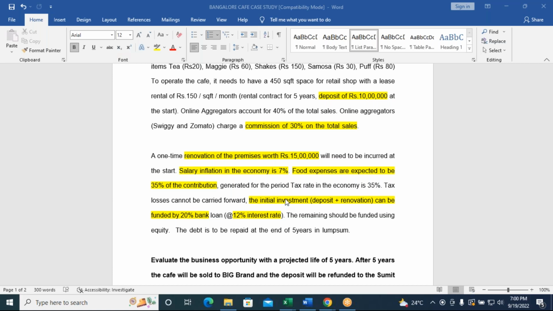Just see if you have any doubt, any point you did not understand, I'll explain it. Ma'am, the interest is 12%, so the principal amount will be returned after 5 years, the whole principal amount? Yes. Means the 20% loan that has been taken, the rate of interest will be 12%, and that 20% will be paid back in lump sum at the end of the fifth year.